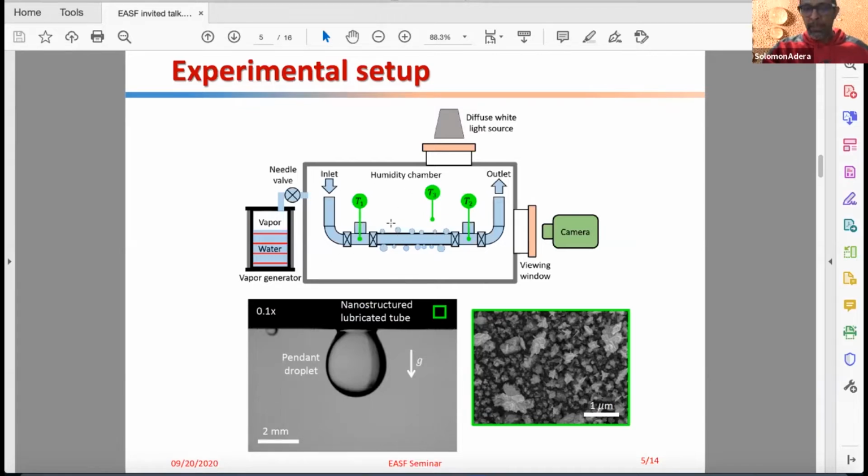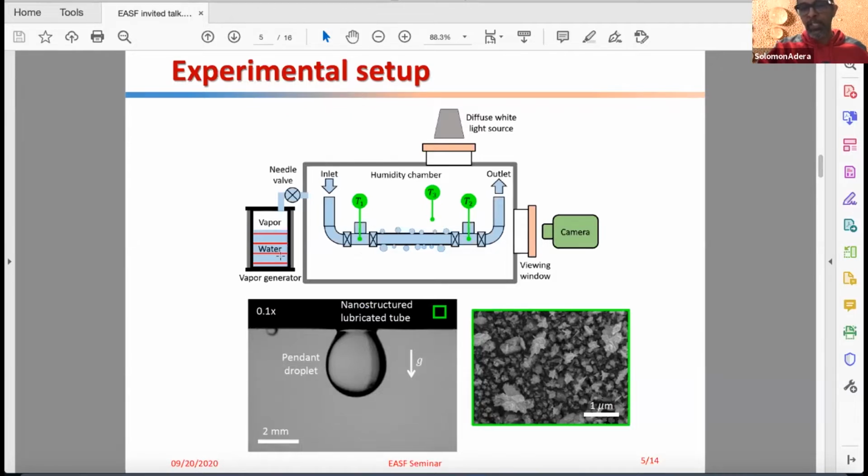Typically in the experiment, the sample is attached, the sample is nanostructured like this, and then lubricated with oil. The excess oil is removed by positioning it vertically for over 12 hours. I typically do this lubrication 12 hours before the experiment. After the sample is attached, cold water is allowed to flow, and vapor is introduced from a vapor generator.